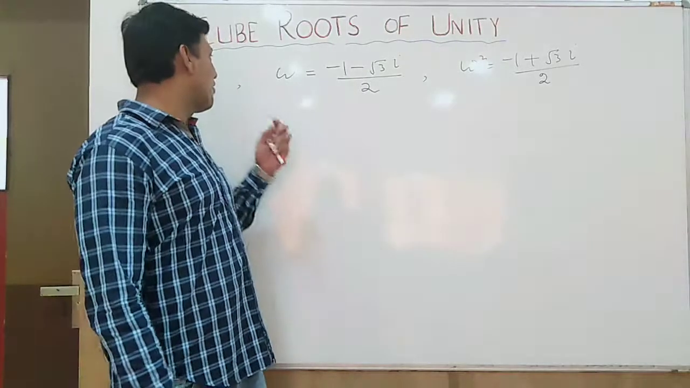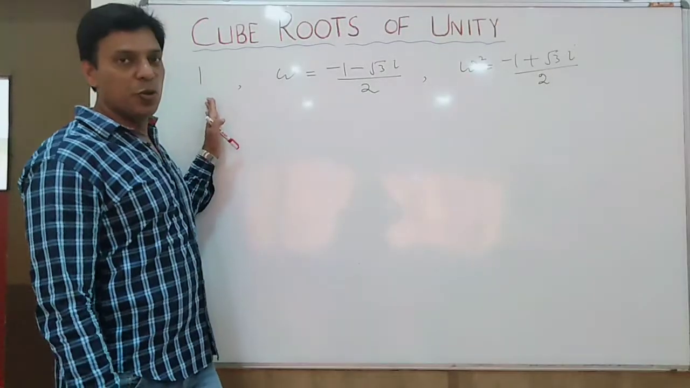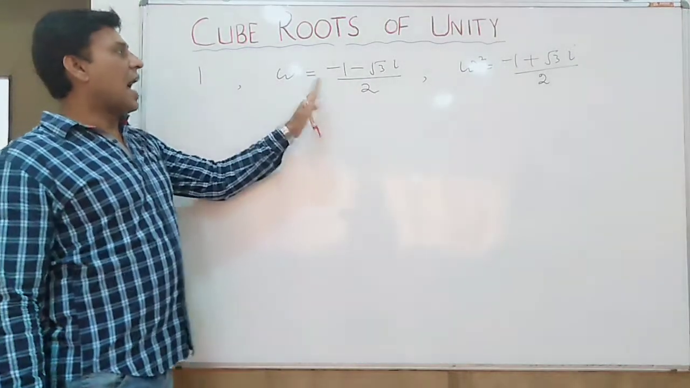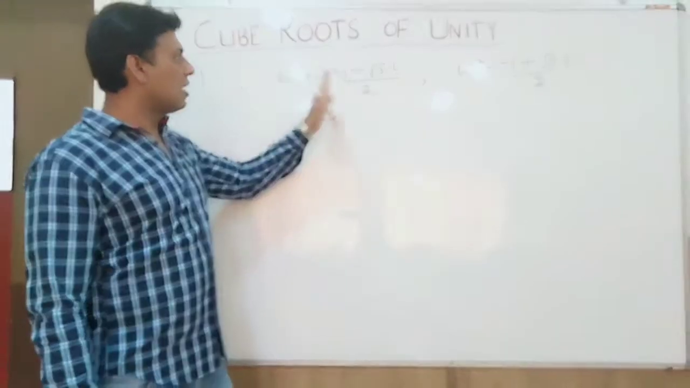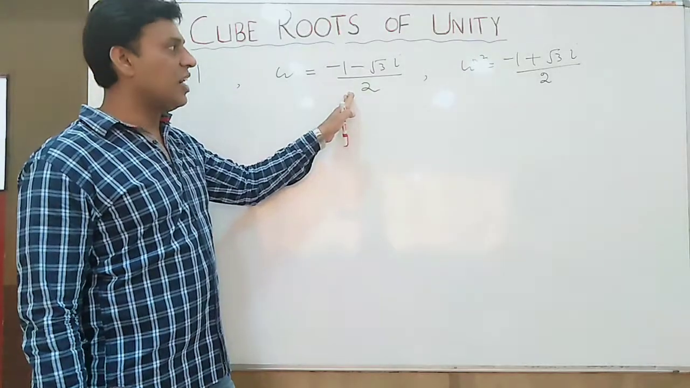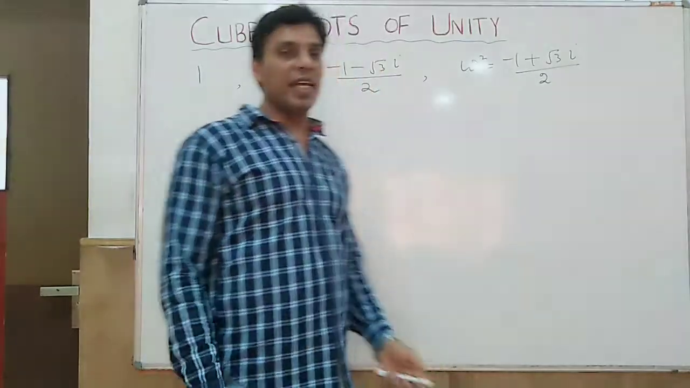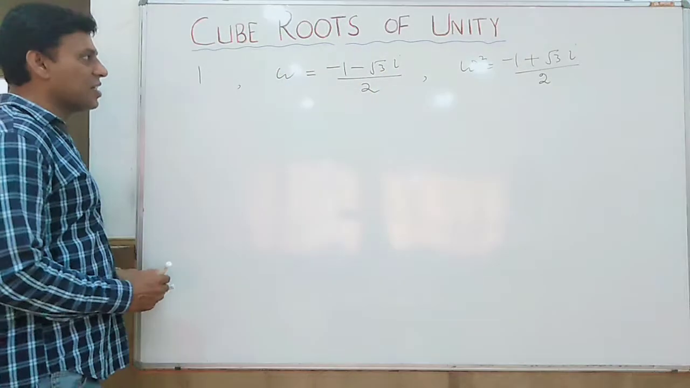So till here we have studied that we have 3 cube roots of unity. One which is real in nature, and these 2, that is omega, which is a complex root of unity, and omega square, which is again a complex root of unity. So what are the important properties?